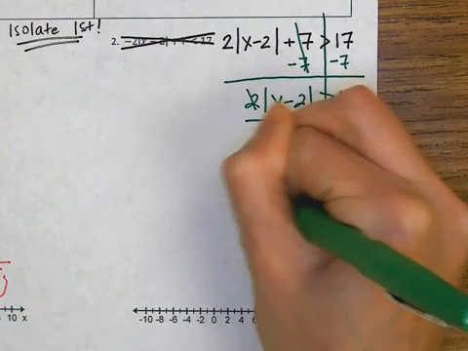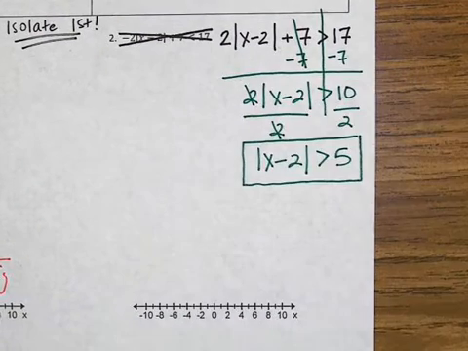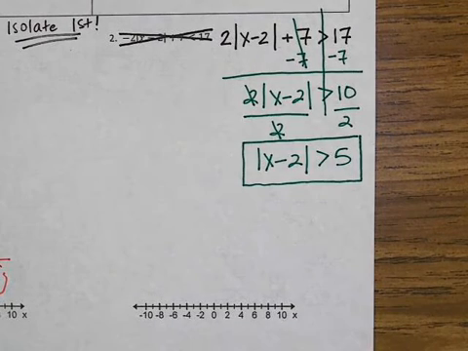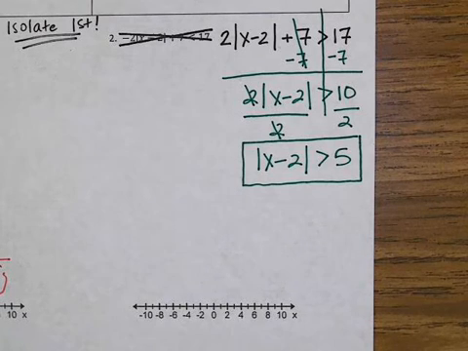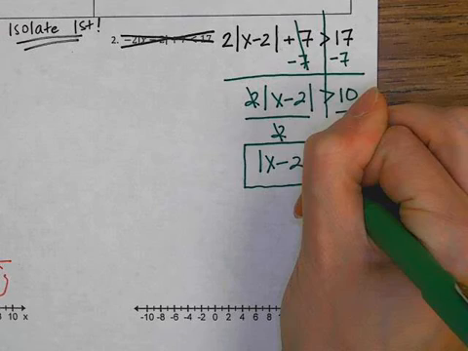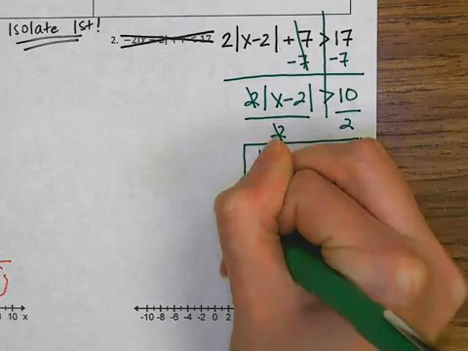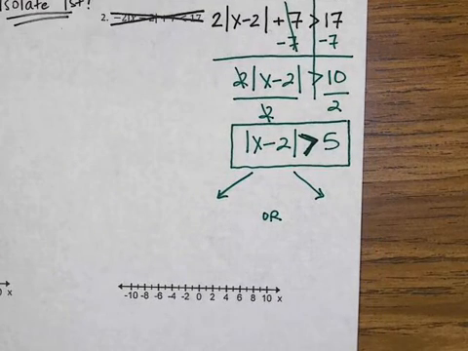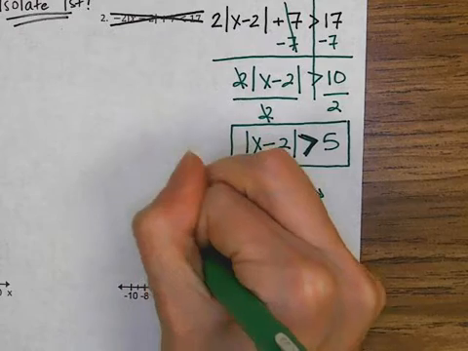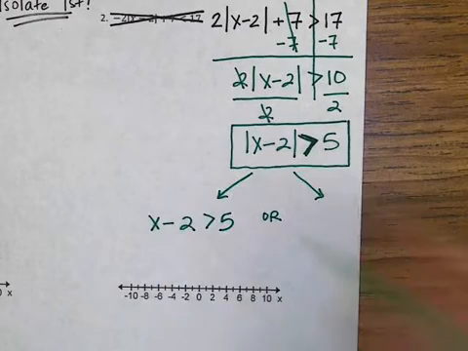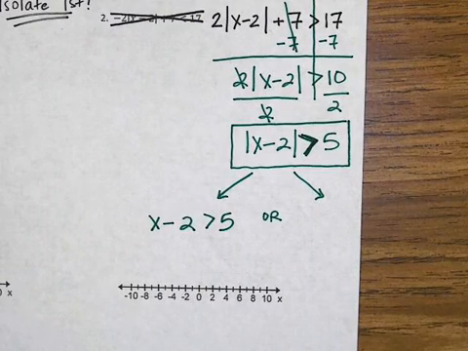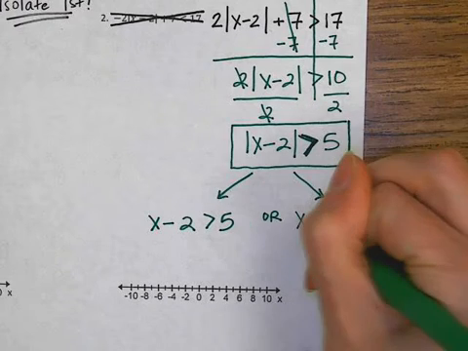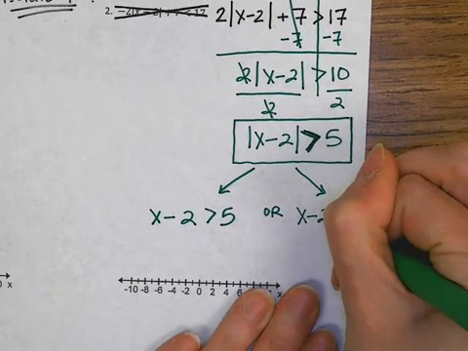And now that you're isolated, I want you to stop and make a decision. Is this going to be a less than sandwich or a greater where you do two graphs? And it's all in the symbol. This is a greater than. Greater means you set up two separated by the word or. And remember, the first one is exactly as is. X minus 2 is greater than 5. The other one we have to make negative 5, but when we make it negative 5, we have to change the symbol. So x minus 2 again, but now is less than negative 5.